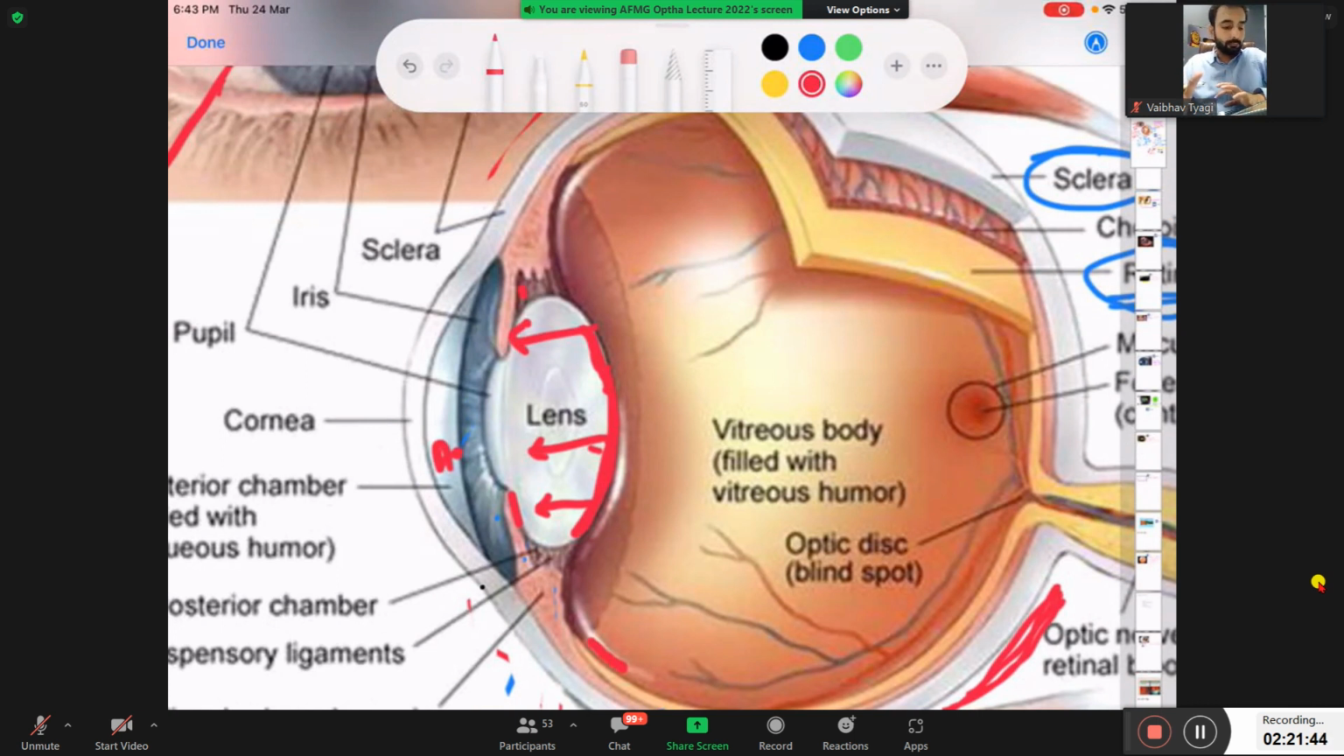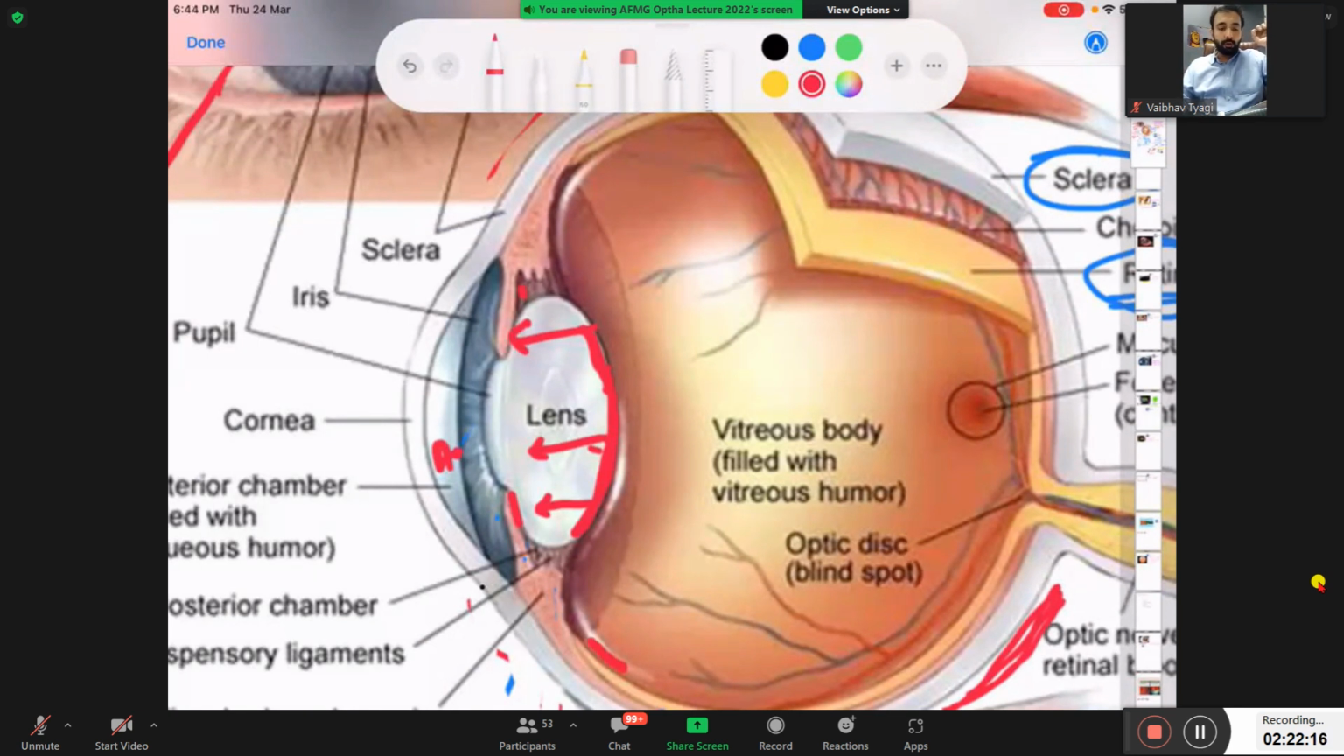This much is clear or not? Give me a thumbs up. Anterior segment means all the structures anterior to the posterior capsule of the lens. There are 2 capsules in the lens, anterior capsule and posterior capsule. Our natural lens is biconvex, right? All the structures lying anterior to the posterior capsule of the lens comprise the anterior segment of the eyeball.